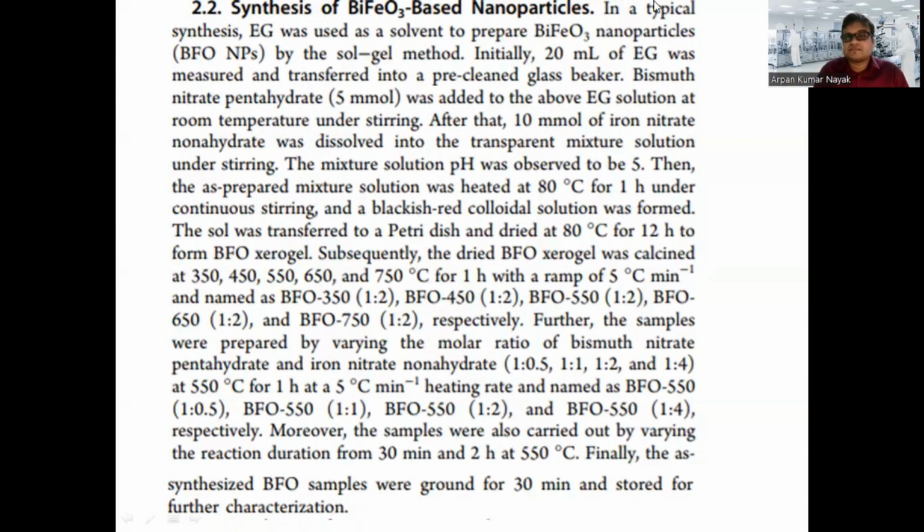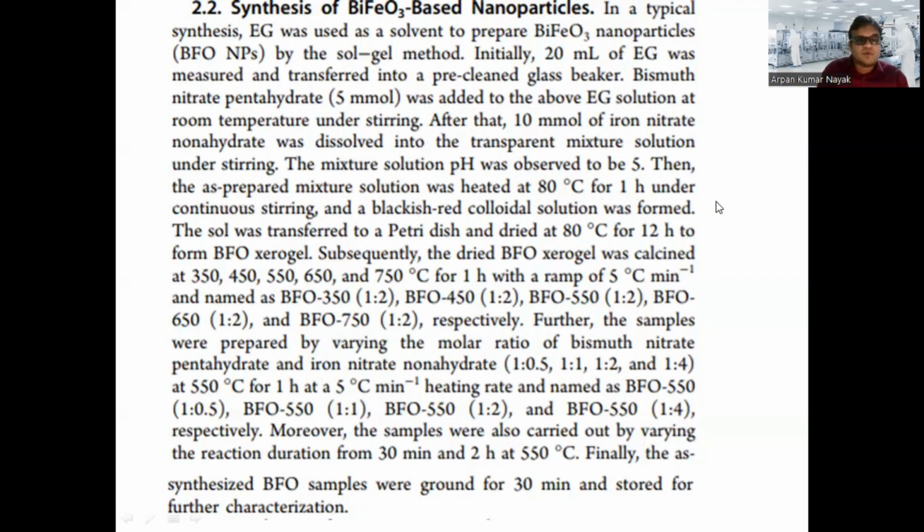Next, to prepare this one by the sol-gel method. The sol-gel method, what is it? You can see the detail mentioned here initially. First, 20 ml of ethylene glycol was measured and transferred to a pre-cleaned glass beaker, and then it was added to the above solutions. After that, we mentioned the pH, which is fine at 5, and then the mixed solution was heated at 80 degrees centigrade for 1 hour.